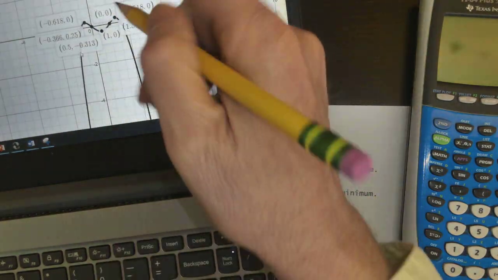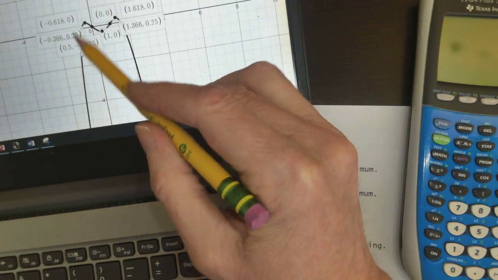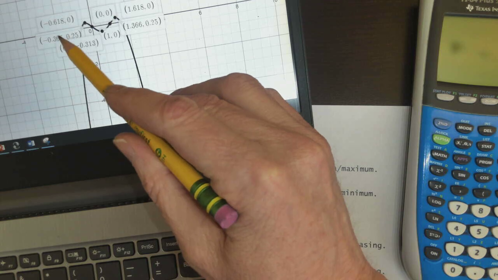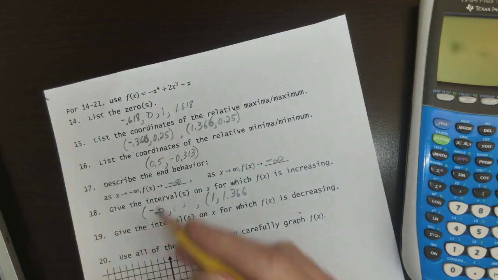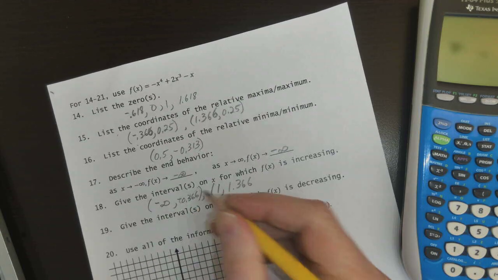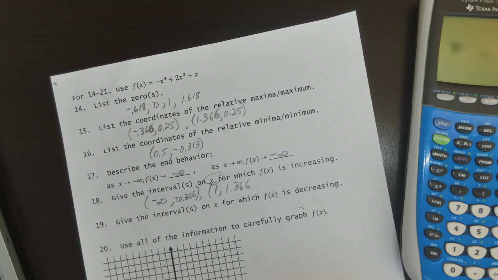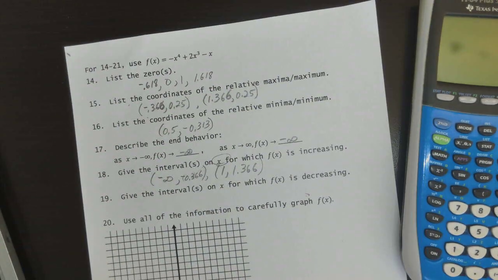Okay, I miswrote on this one. Wow. Okay, I've been trying to get you not to do this with y, and I just did it. It goes up to 0.25, but the x-coordinate that gives you that is negative 0.366. So, okay, negative 0.366. We're doing the intervals on x, so don't forget that like I just did.